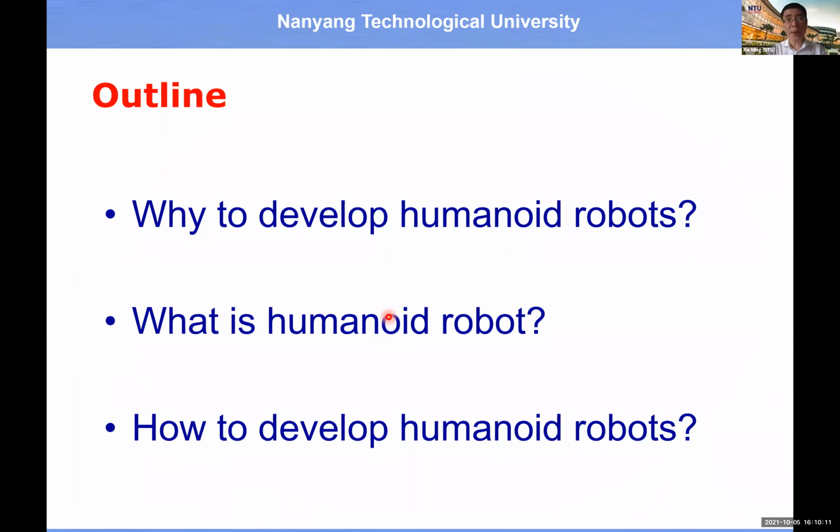Today, I'm going to share with you the 5 key steps toward the development of a humanoid robot. In particular, I will divide my speech into these 3 areas. The first item is to answer the question, why develop a humanoid robot? The second topic is about the definition of a humanoid robot. And lastly, the major part of this speech will be focused on how to develop a humanoid robot.